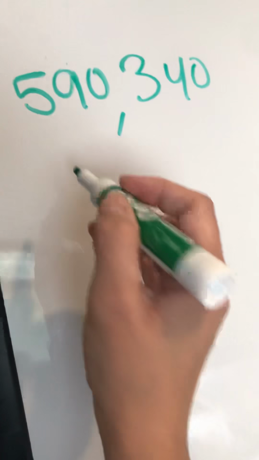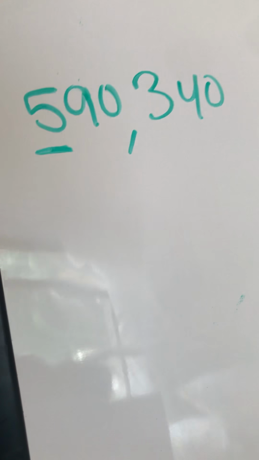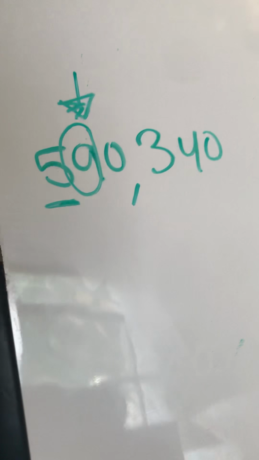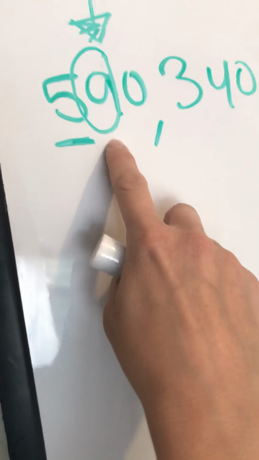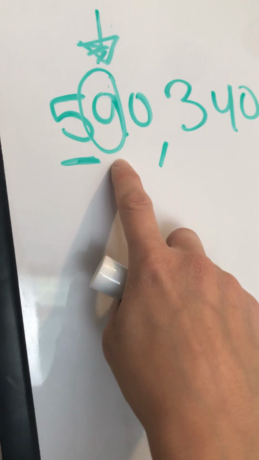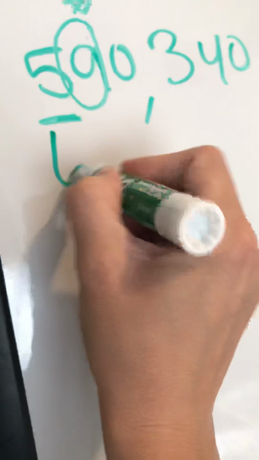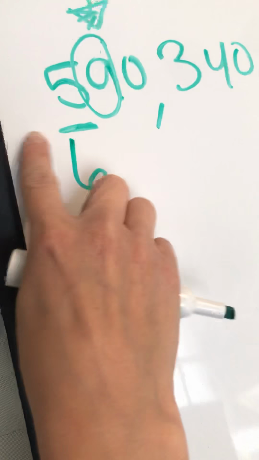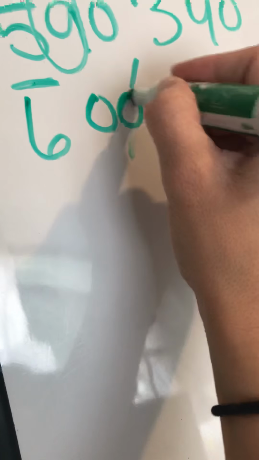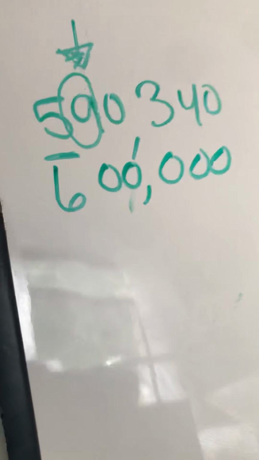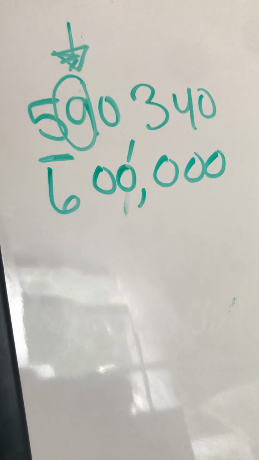So I'm going to underline the place value I'm rounding to, circle the digit to the right, and now I follow my rounding rule. Is that circled digit a 5 or more or a 4 or less? If it's 5 or more, you add 1 more. If it's 4 or less, you let it rest. This is a 9, so it's 5 or more. So I'm going to add 1 more to the underlined digit. Everything in front of the underlined digit would stay the same. Everything after becomes a 0. So your answer is 600,000. Okay?